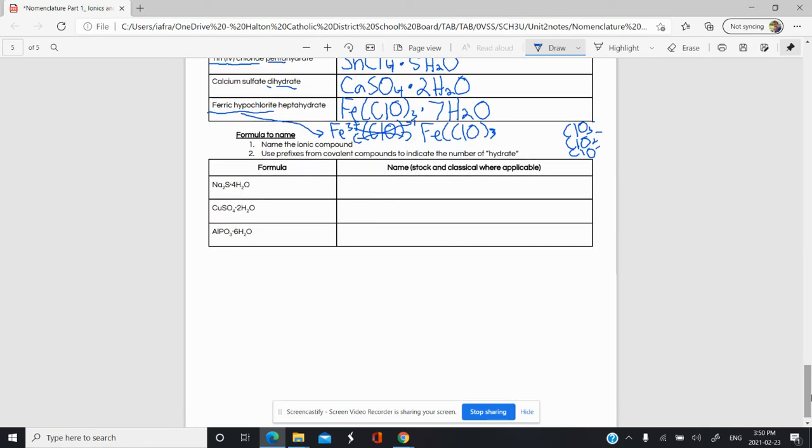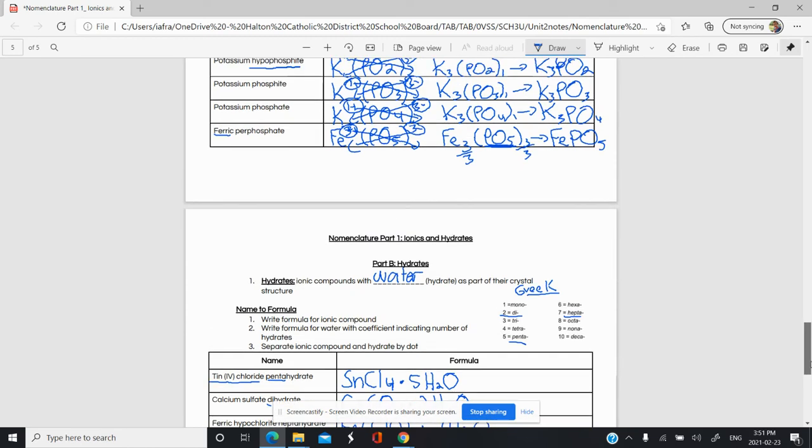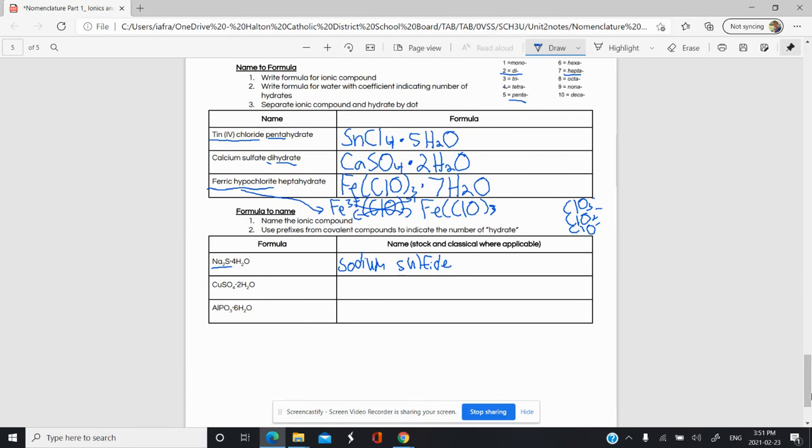And then we can go from a formula to a name for a hydrate. It's really as simple as the only thing you're adding is how many water molecules you have attached to your ionic compound. So, for example, Na2S.4H2O. First, I'll name the ionic compound like I normally would. So sodium sulfide. Then I would say how many waters there are. So there's 4 waters. That's tetra. Tetrahydrate. And again, you can pause the video and try the ones below and then check your answers after.